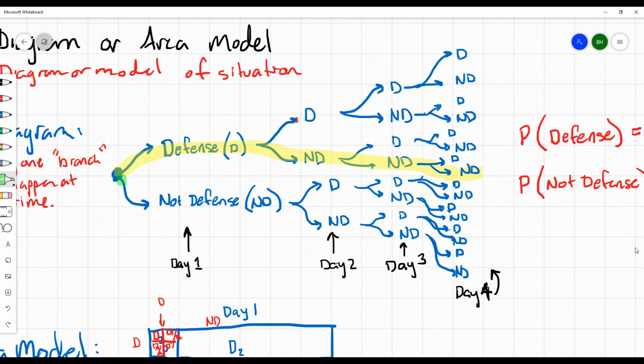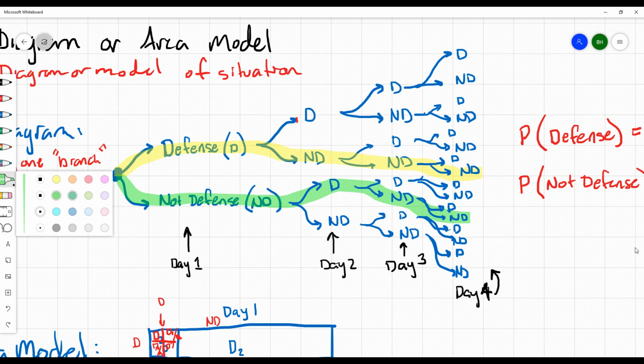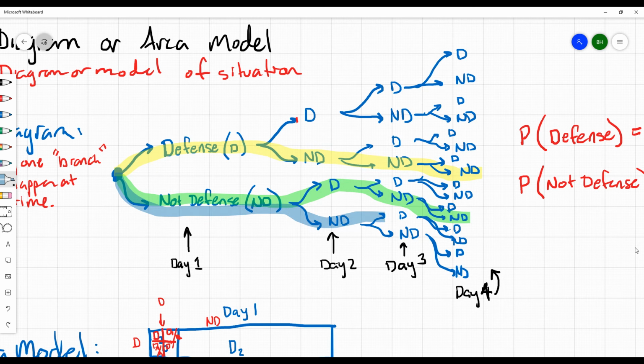She can also not be the defense to start off, be the defense the second day, but then never again, because that's exactly once as well. She can take this bottom route again, not defense, and then become the defense on the third day. That's okay. Or she can continue down this route, not defense, not defense, and then be the defense on the last day.